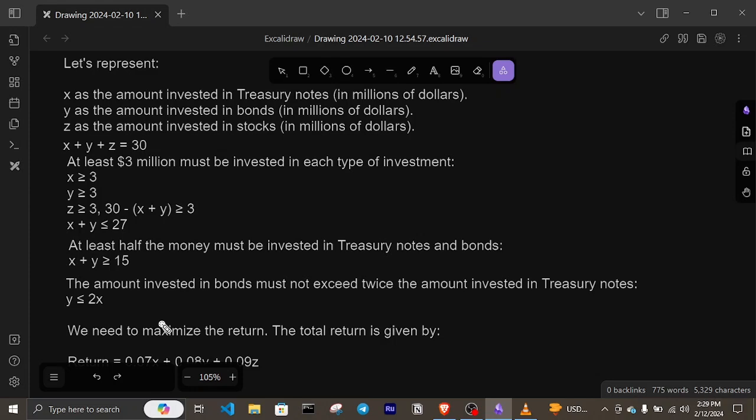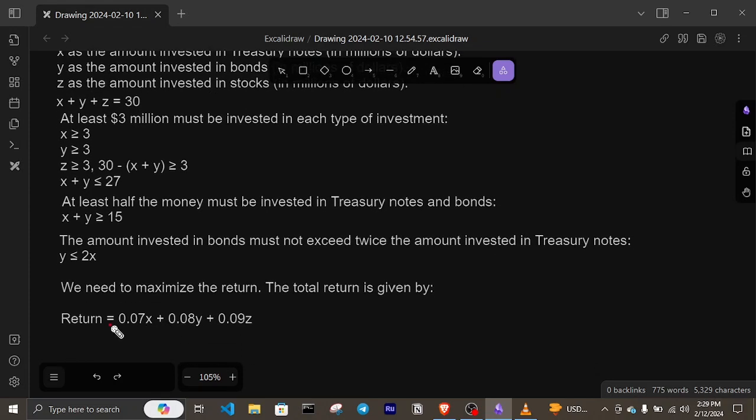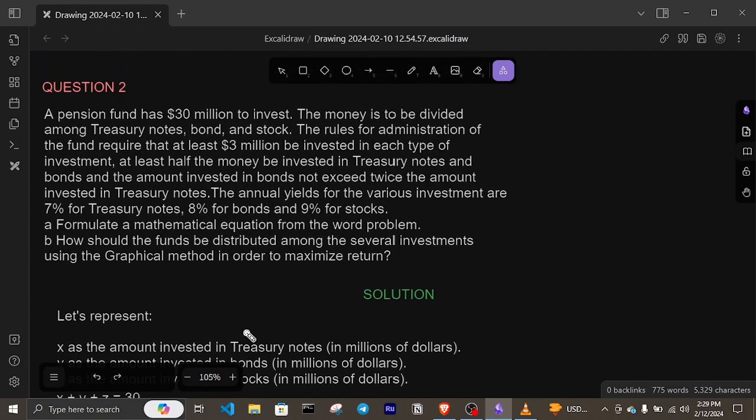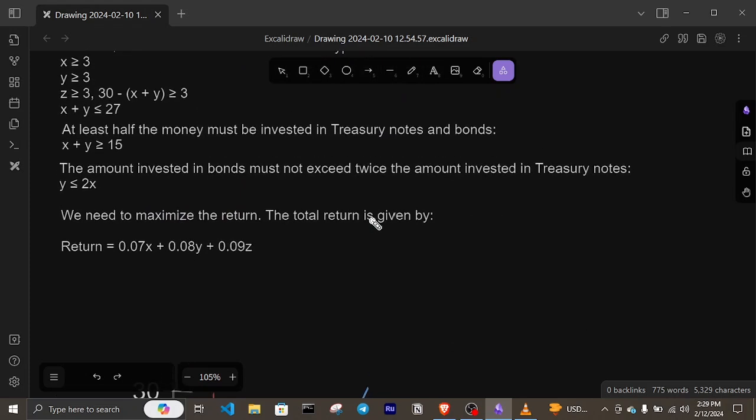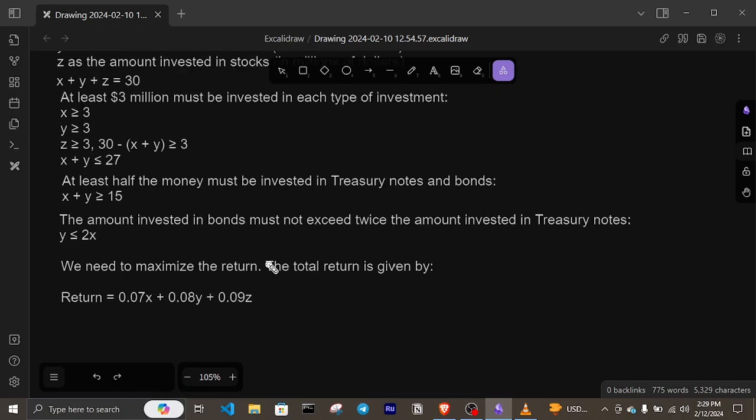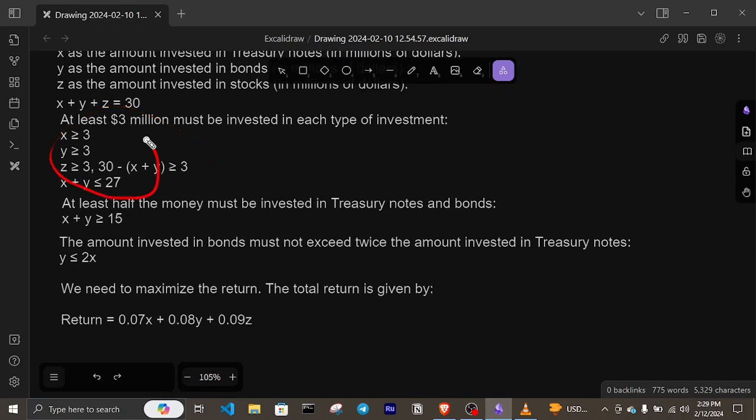So how do we optimize this equation? Our equation is 7% of X plus 8% of Y plus 9% of Z. Now you can see that I've represented it with 0.07, 0.08 and 0.09. This Z part, we are going to change in the latter part of this video. So don't worry if you are seeing Z here, we are going to change it to 30 minus X plus Y, that is in brackets. So let's continue. With the constraints that I've been given, I'm going to draw out a graph out of these inequalities that we have here.